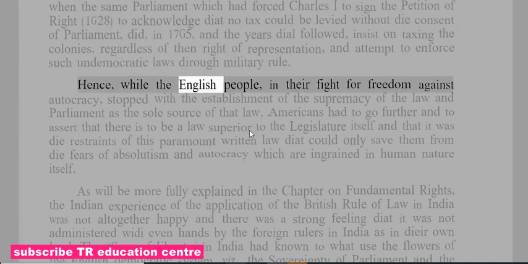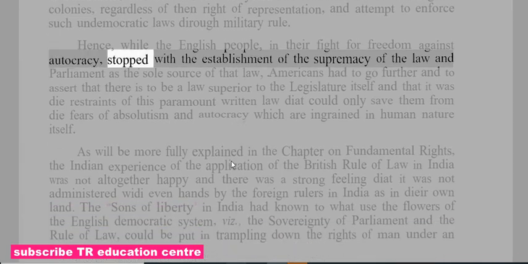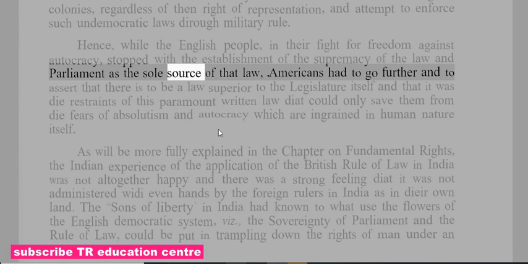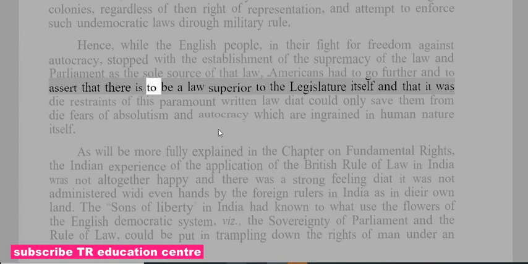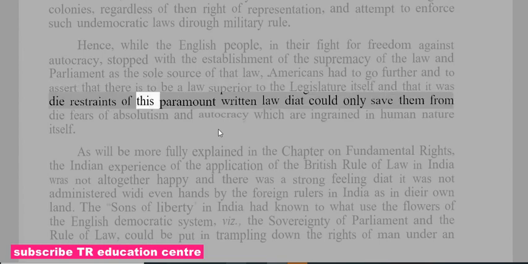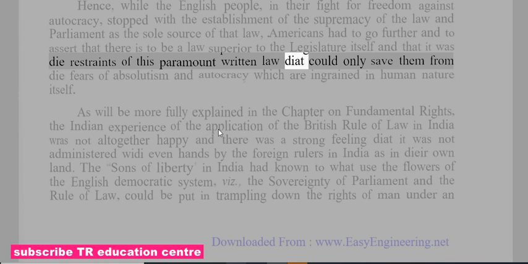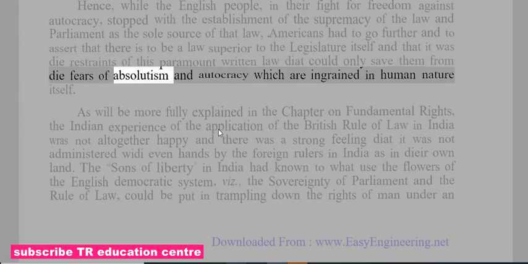Hence, while the English people, in their fight for freedom against autocracy, stopped with the establishment of the supremacy of the law and Parliament as the sole source of that law, Americans had to go further and to assert that there is to be a law superior to the legislature itself, and that it was the restraints of this paramount written law that could only save them from the fears of absolutism and autocracy which are ingrained in human nature itself.